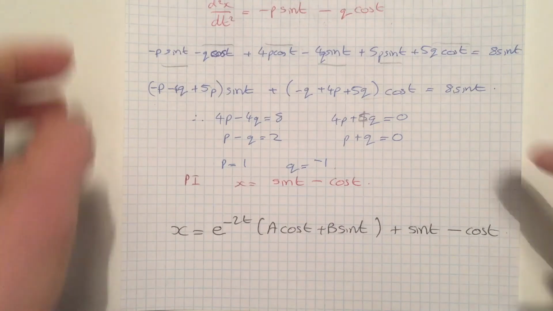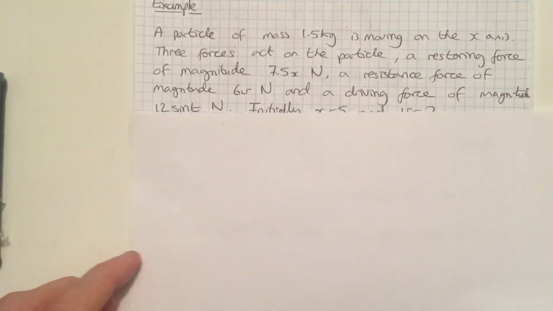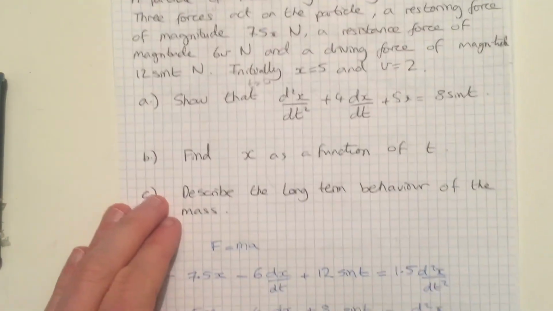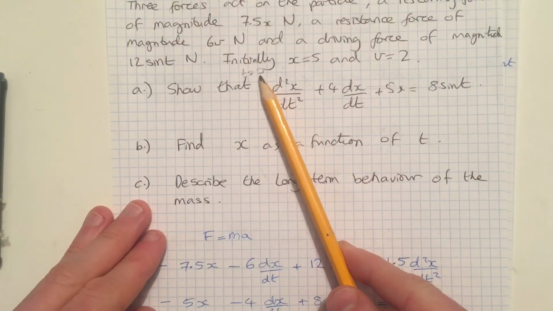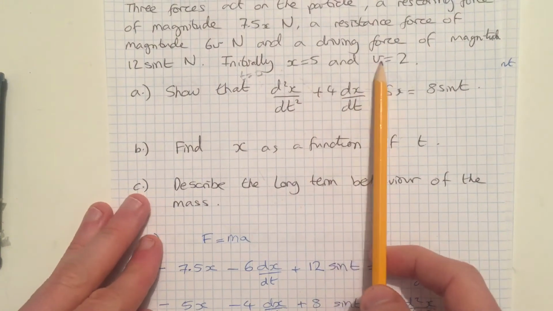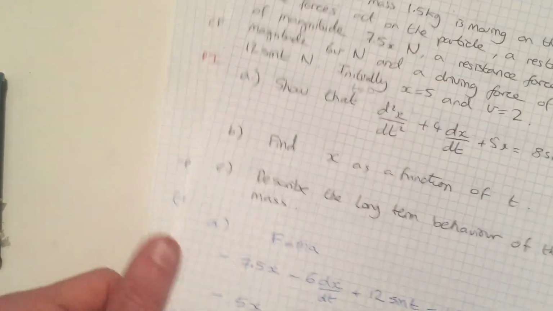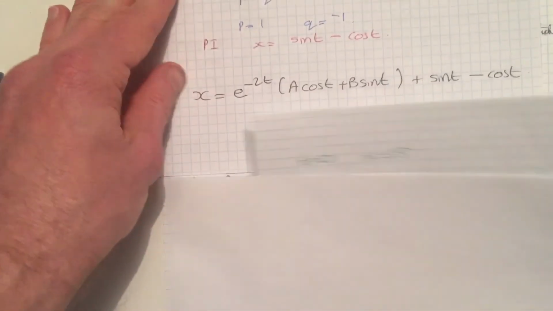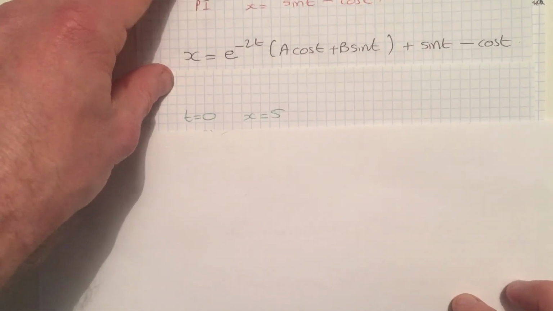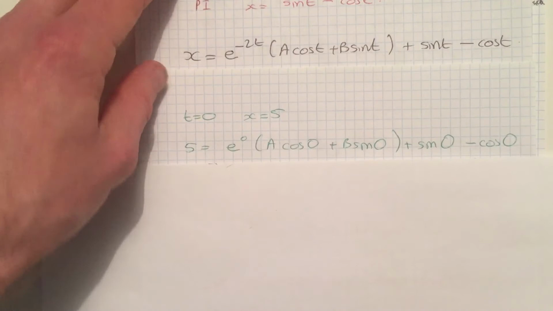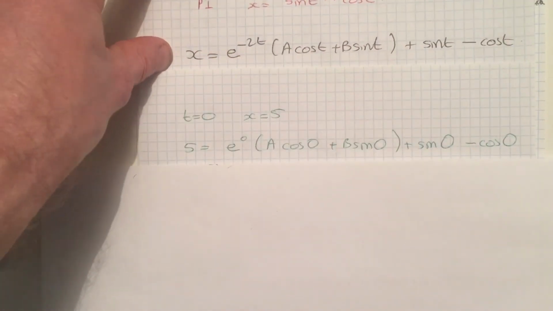I now need to use my boundary conditions to be able to work out what the constants are. So my boundary conditions, I was told that initially t is 0, x equals 5, and v equals 2. So let's use those boundary conditions. Let's take my general equation and substitute t is 0, x equals 5 into that. So 5 in here, 0 in here, here, here, here, and here. Gives all of that.